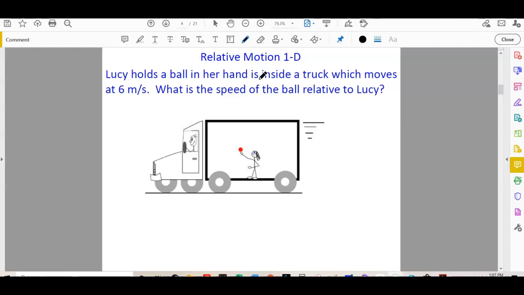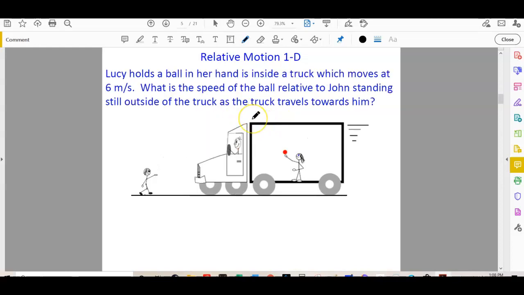Well, if you think about it, the ball is not moving relative to Lucy. Even though they're both moving to the left at 6 meters per second, the ball would not be moving. So the velocity of the ball in reference to Lucy is going to be 0. That's the ball relative to Lucy, so I subscripted it.